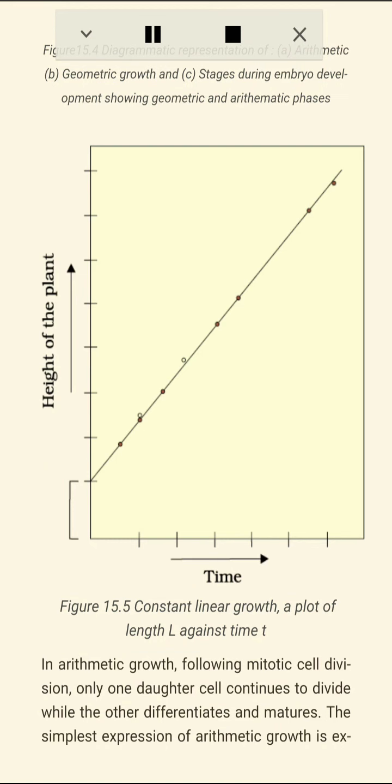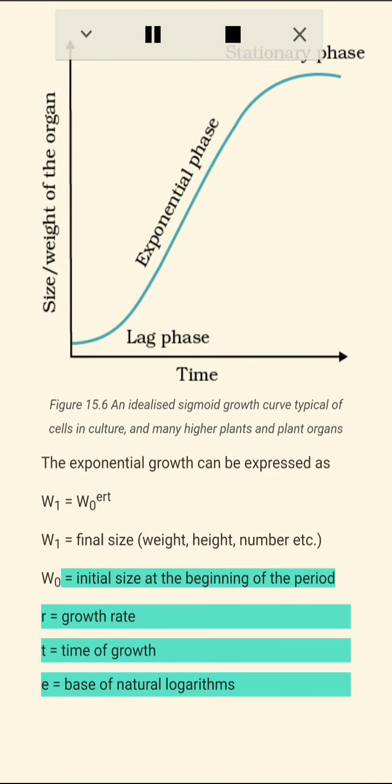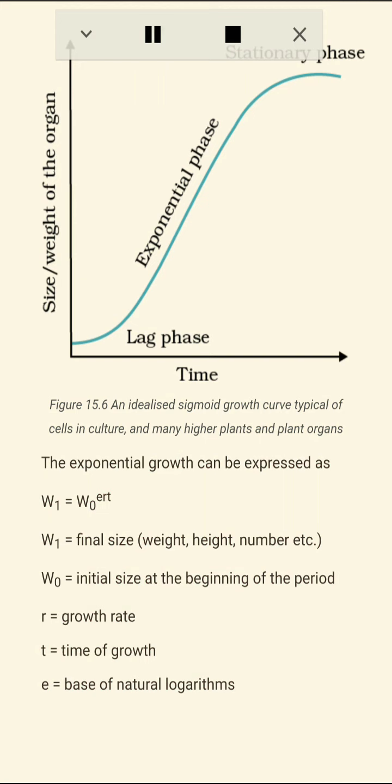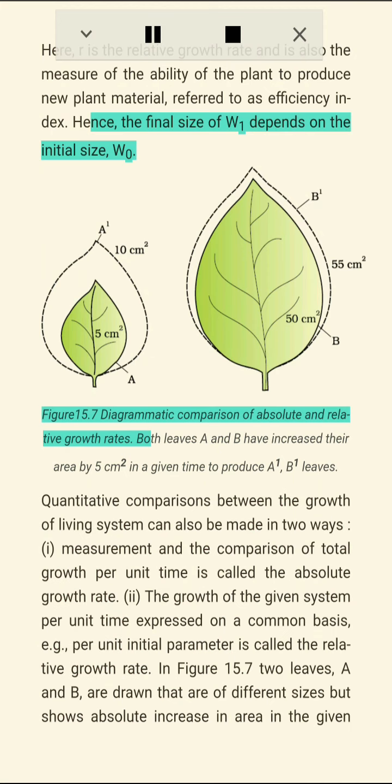The exponential growth can be expressed as W1 = W0 e^rt. W1 equals final size, weight, height, number, etc. W0 equals initial size at the beginning of the period. r equals growth rate. t equals time of growth. e equals base of natural logarithms. Here, r is the relative growth rate and is also the measure of the ability of the plant to produce new plant material, referred to as efficiency index. Hence, the final size of W1 depends on the initial size, W0.